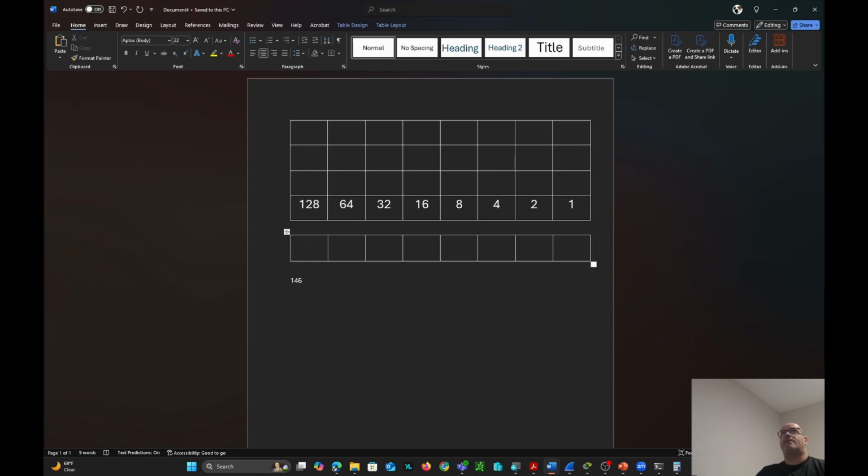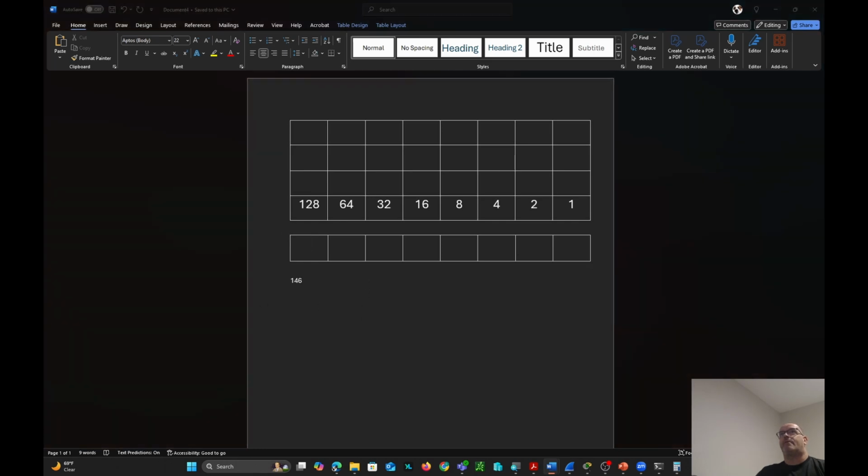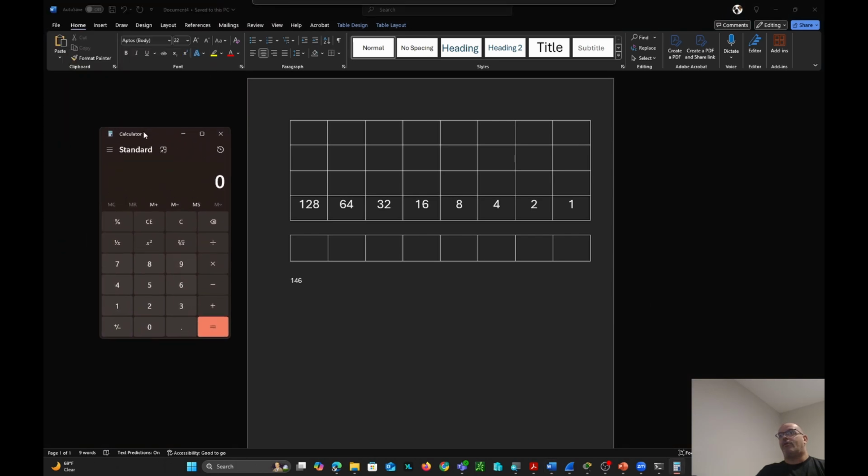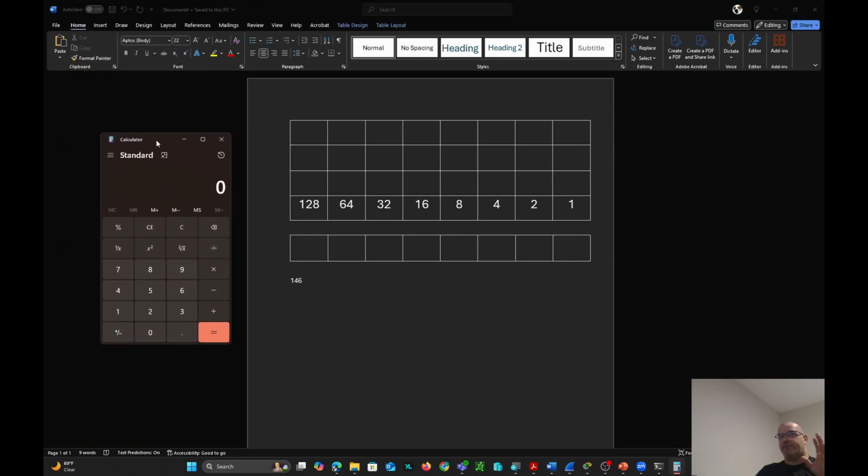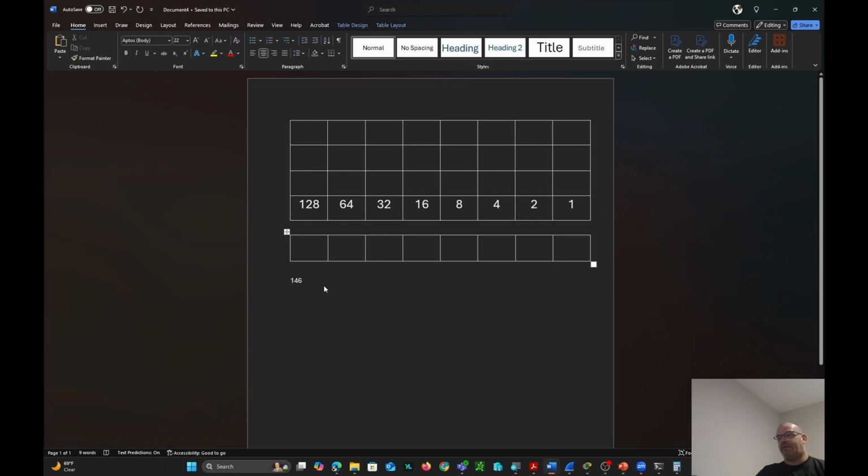Is it hiding behind something? There it is. All right. The only reason why I'm using the calculator is because public math, you screw it up every single time. I swear to God, right? Okay, so 146 minus 128. All right, so that leaves us 18.